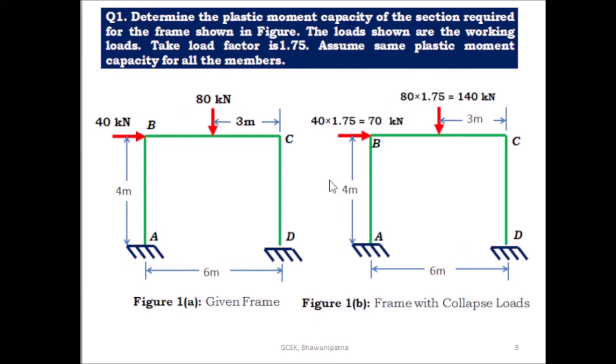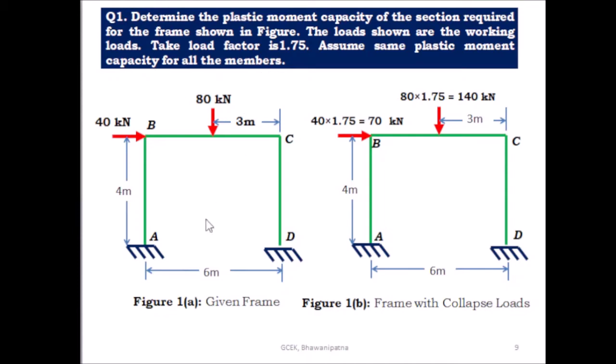Then coming to the first problem: determine the plastic moment capacity of the section required for the frame shown in the figure. The loads shown are the working loads. Take the load factor as 1.75. Assume the same plastic moment capacity for all the members.